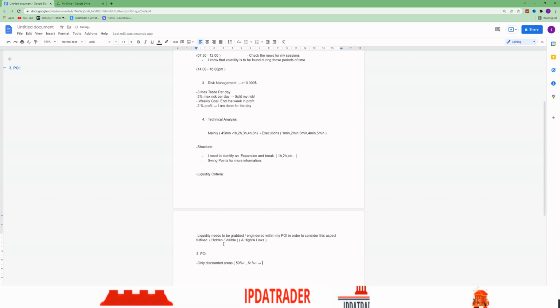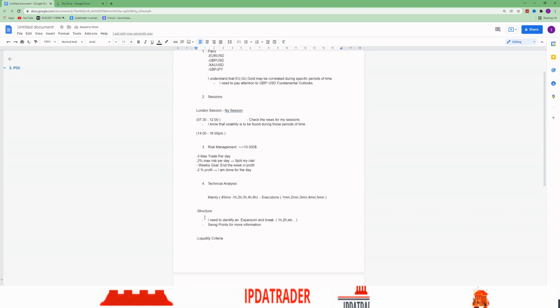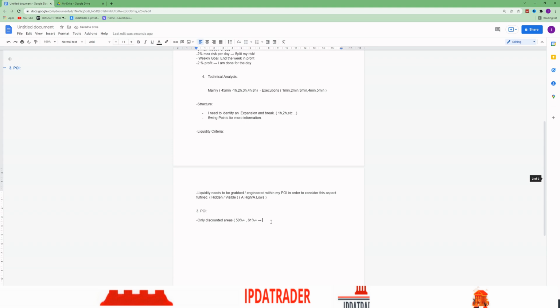And once again, this refers back to your structure play, right? So 61% of the expansion leg, okay, that I'm working with, and that's going to eliminate tons of POIs and essentially remove and avoid taking bad trades, because if you're only waiting for POIs above the 61% of the expansion of the range, then you are waiting for discounted areas which are much higher probability, okay?